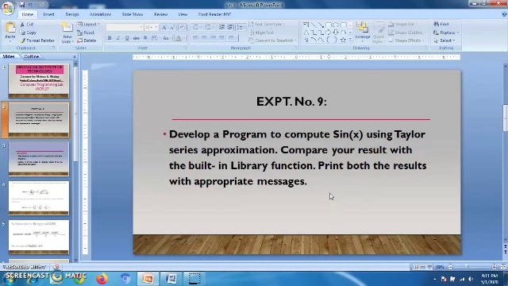So here, by using Taylor series approximation you have to calculate sin of x. After you get the calculated value, you have to compare that result with the result you get from the built-in library function. And after that you have to print both the results with appropriate messages. So let us see how this can be done.